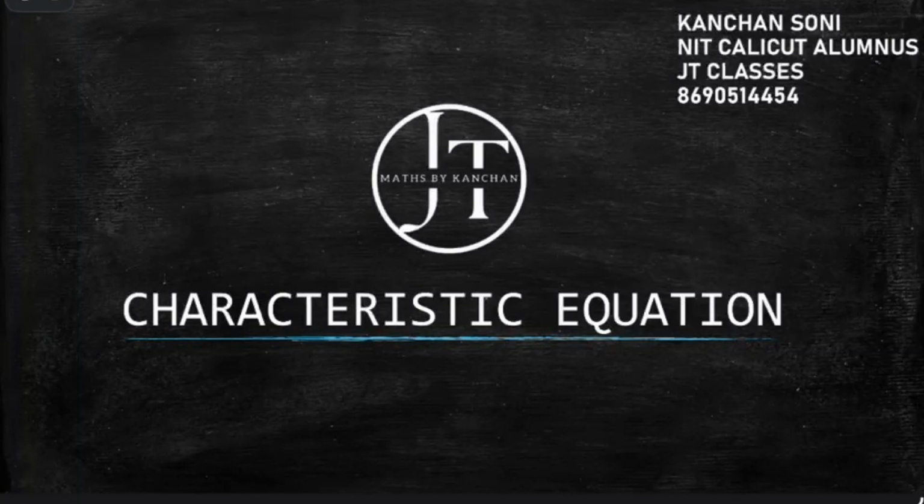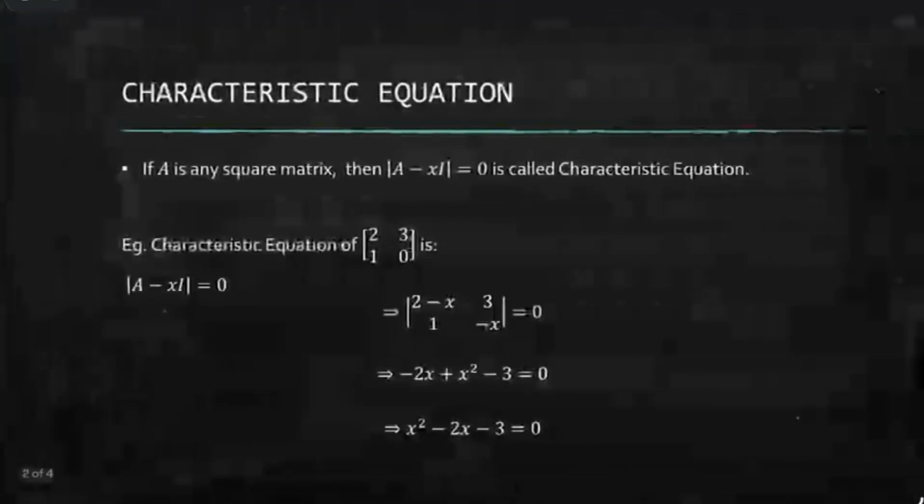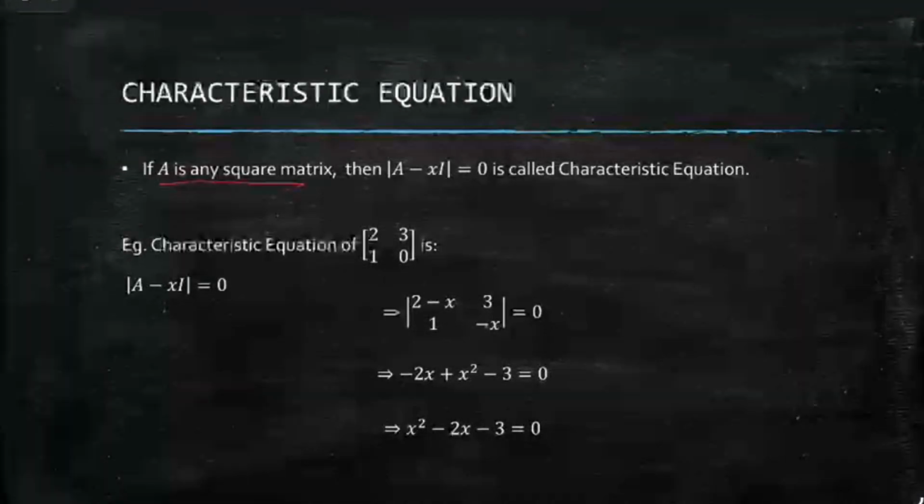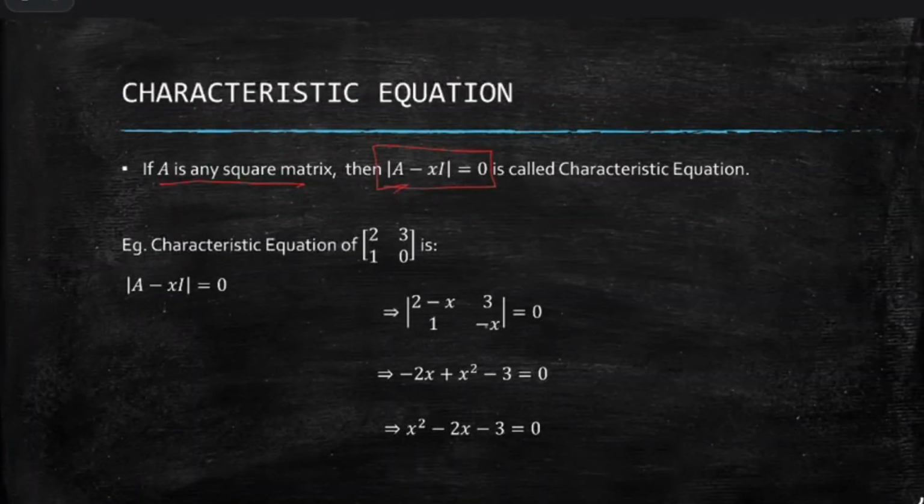We are going to discuss the characteristic equation. Suppose we have any square matrix A, then determinant of A minus xI equals 0. This equation we call the characteristic equation. Suppose we will discuss the characteristic equation of a 2 by 2 matrix.